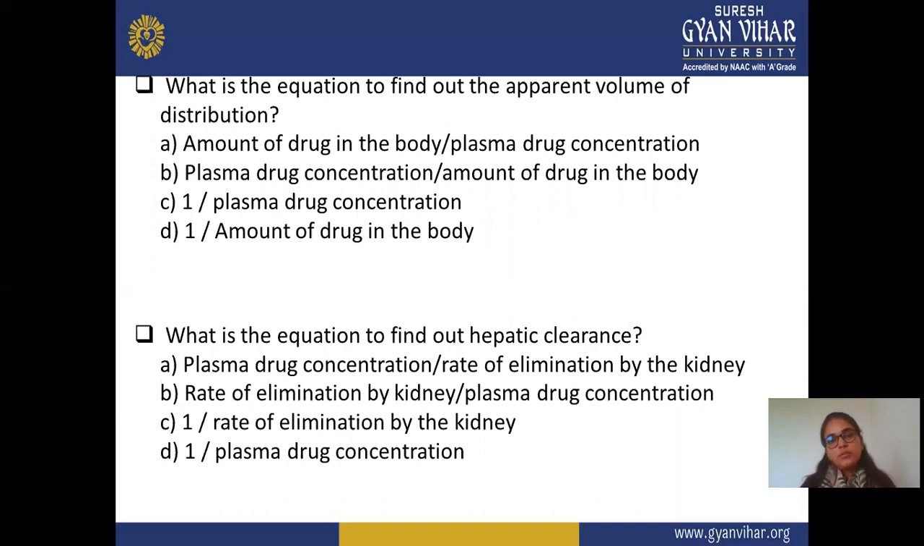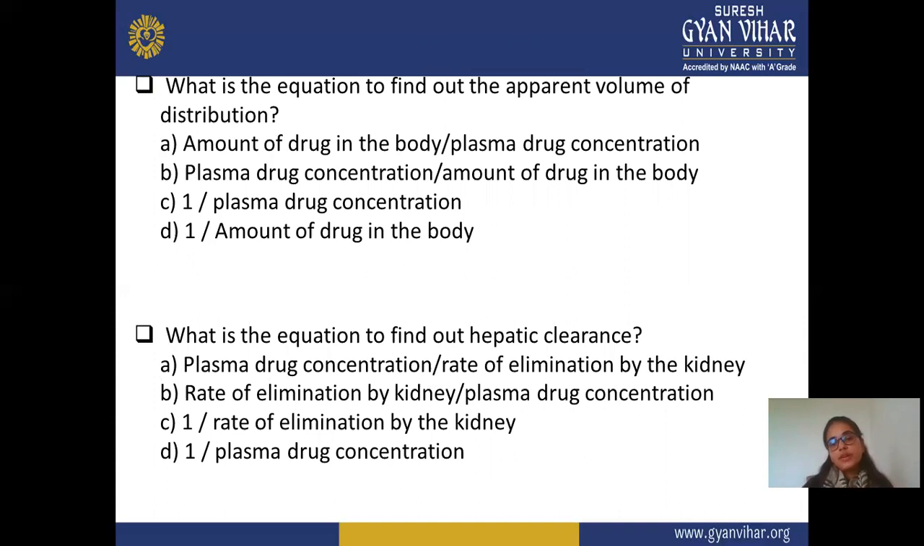In option A, it's the amount of drug in the body divided by plasma drug concentration, a ratio of the amount of drug in the body to the plasma drug concentration. In option B, it's the ratio of plasma drug concentration divided by the amount of drug in your body. Next, in option C, 1 divided by plasma drug concentration, and option D is 1 divided by the amount of drug in your body. So out of these 4 options, you can select the one correct option which is suitable for apparent volume of distribution, or which gives the correct definition of apparent volume of distribution.